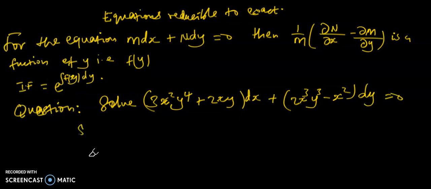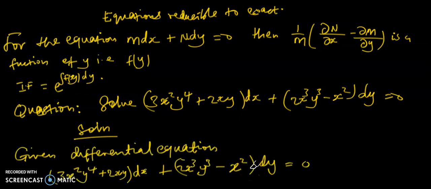So let's have our solution. The equation is: solve (3x squared y power 4 plus 2xy) dx plus (2x cubed y cubed minus x squared) dy equals 0. So let's have our solution. The given differential equation is this equation. So let's write that down.